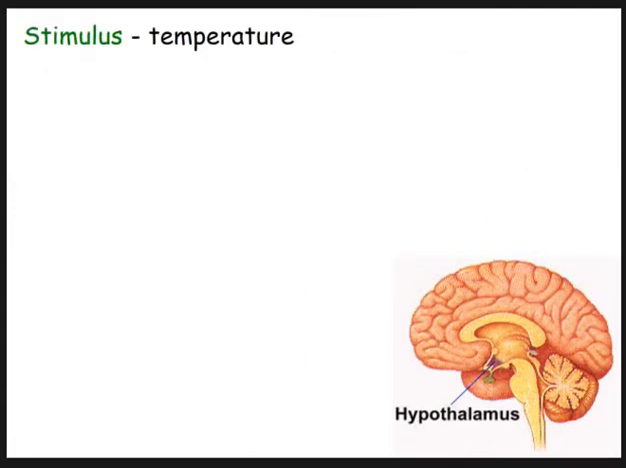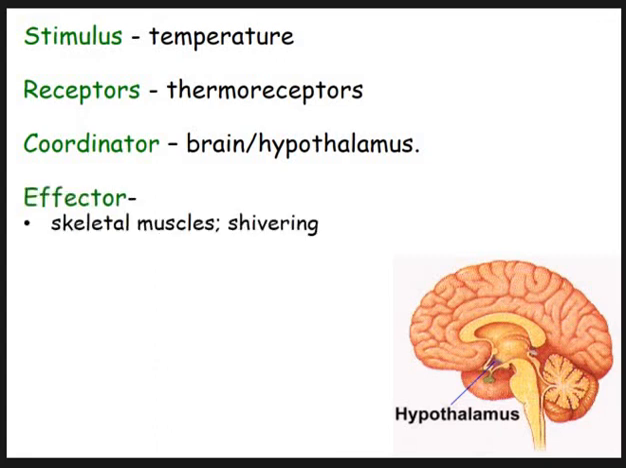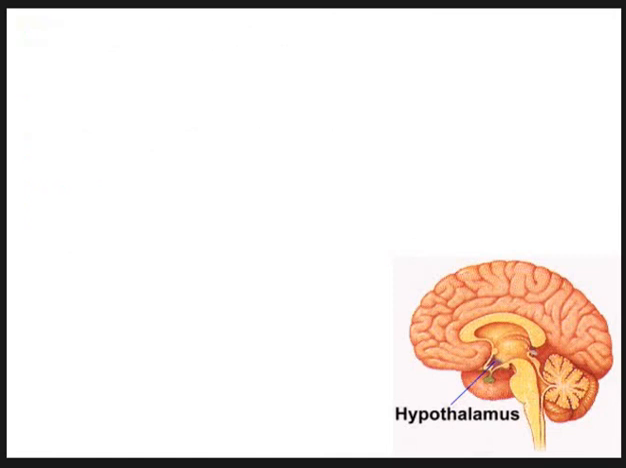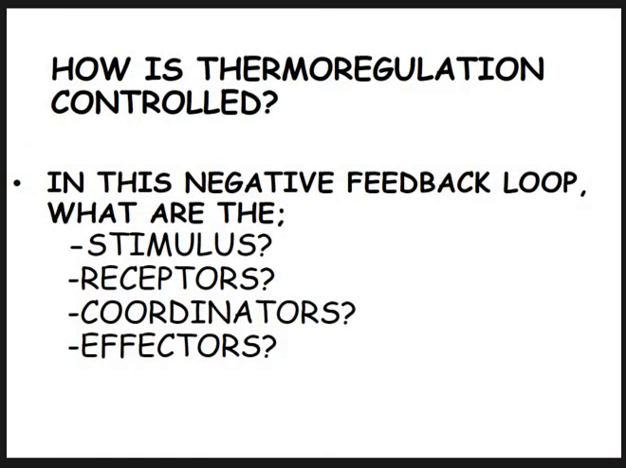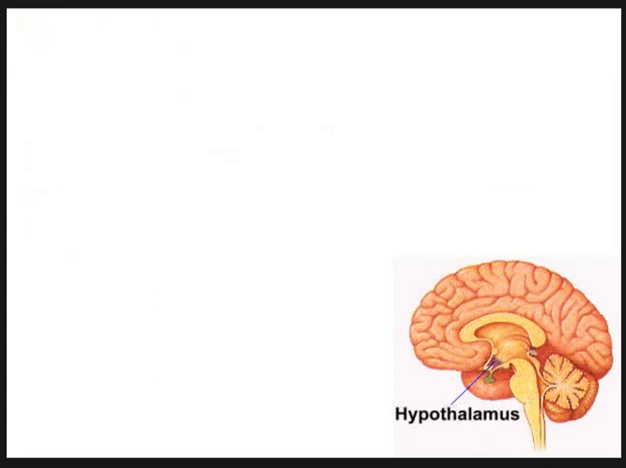Stimulus, well, that's temperature or change in temperature. Whether it goes up, whether it goes down, the stimulus is a change. Okay, and that is detected by the receptors, those thermoreceptors in the skin, blood vessels, and the same in your hypothalamus, remember. The coordinator is the brain, the hypothalamus in particular. And then your effectors, these are things like your skeletal muscles that will cause shivering if you're cold, the erector pili muscles that will raise the hairs if need be. Where's my vasoconstriction, vasodilation? Apologies for that. Well, it's also going to be vasoconstriction and vasodilation there.